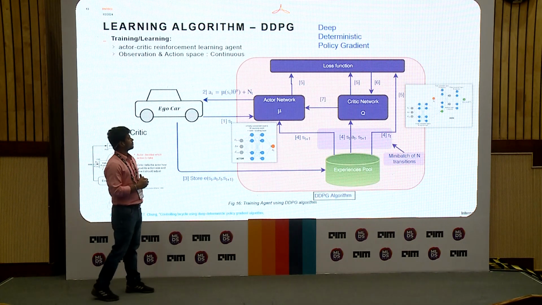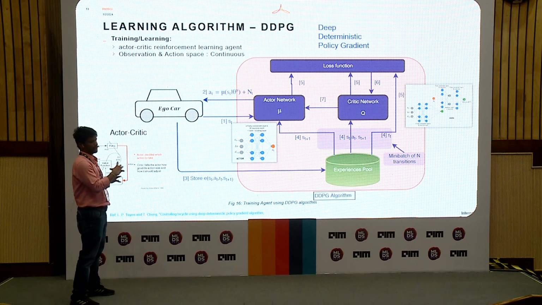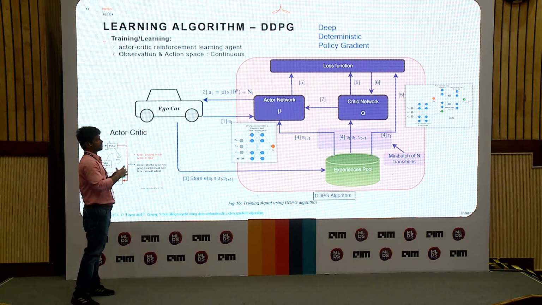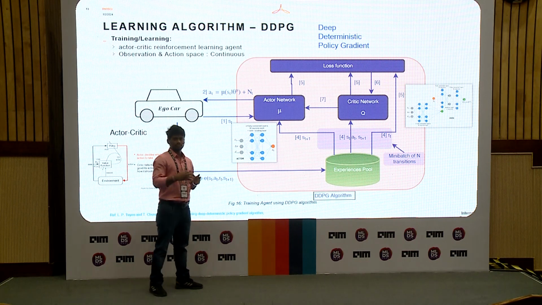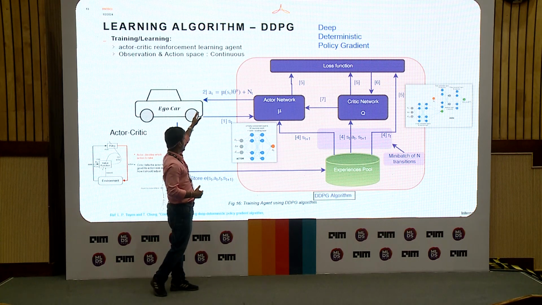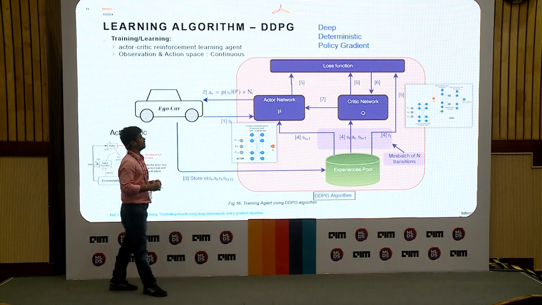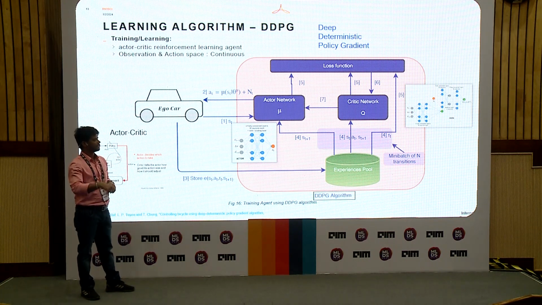So this is the DDPG learning algorithm. It's complex, but I will try to give you a simple intuition. It is called deep because we have two networks, actor and critic network. They are basically neural networks, so we call it deep. Deterministic because you are going to give one single action; it is not probabilistic. Policy gradient because the training process is based on the policy gradient approach.